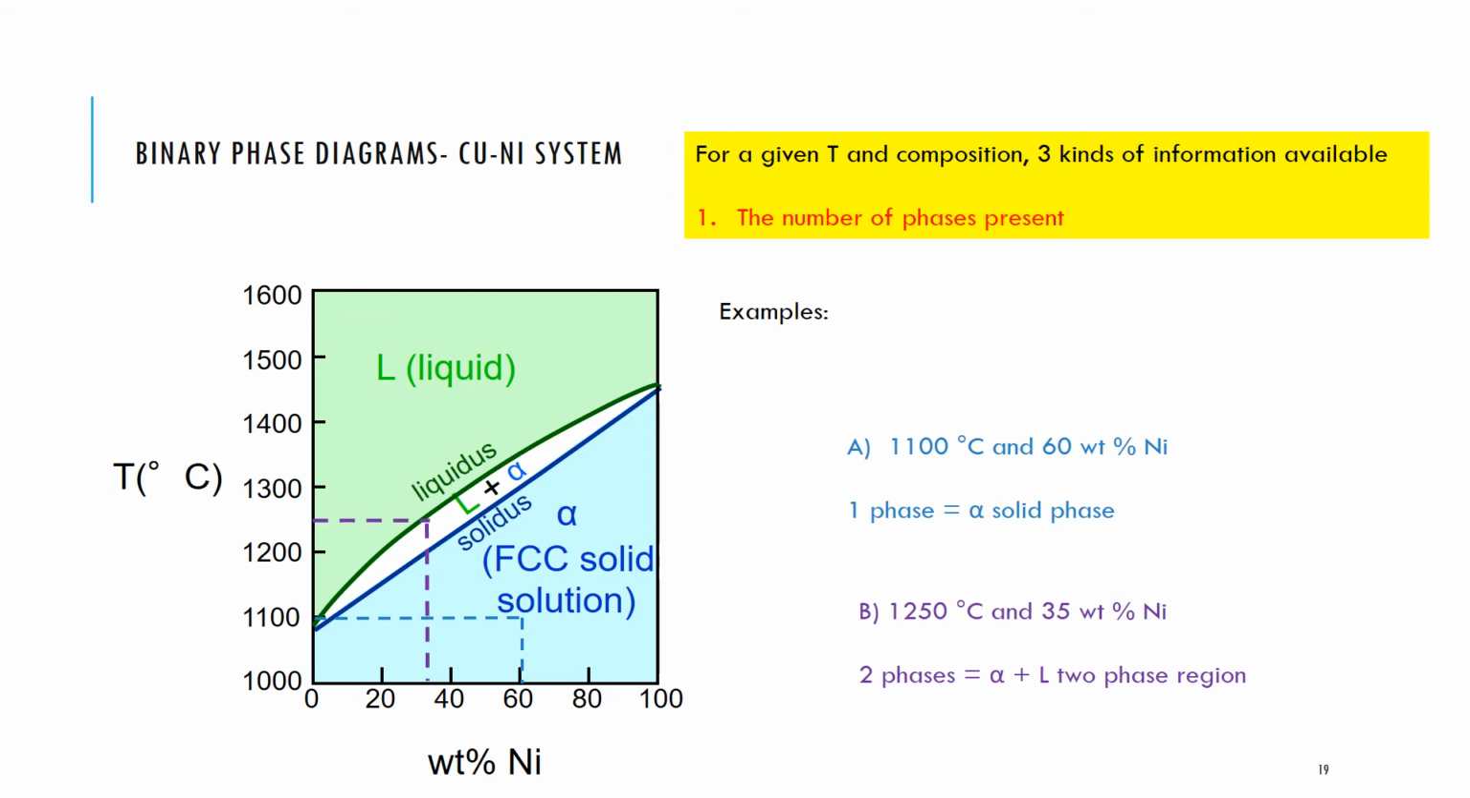If I were to raise the temperature, if I were to consider a temperature of 1250 degrees Celsius and 35 weight% nickel, then I'm right in the middle of that two-phase region whereby the liquid and the solid phase are in equilibrium with each other. So here I know that I've got two phases present. So the number of phases present are two, and they are the alpha solid phase and the liquid phase.